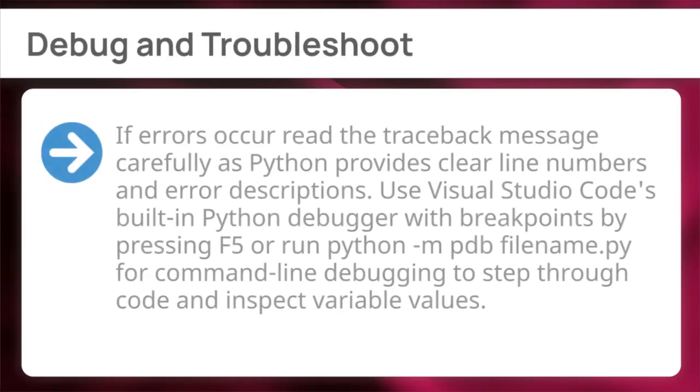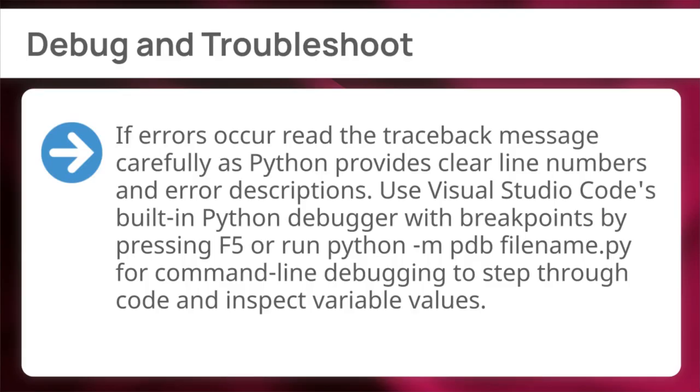Finally, debug and troubleshoot. If errors occur, read the traceback message carefully as Python provides clear line numbers and error descriptions. Use Visual Studio Code's built-in Python debugger with breakpoints by pressing F5 or run python -m pdb filename.py for command line debugging to step through code and inspect variable values.